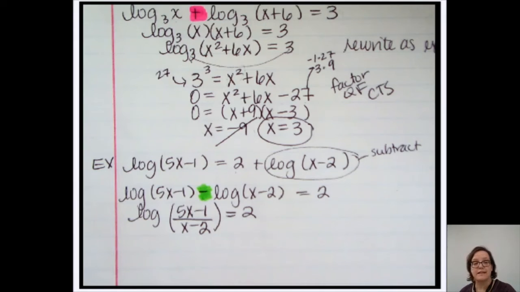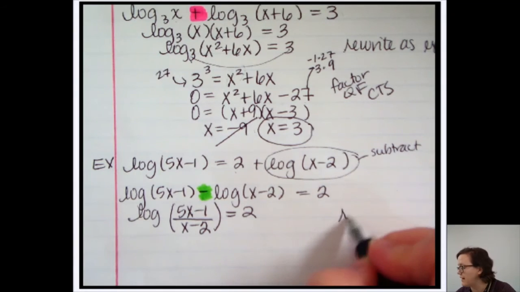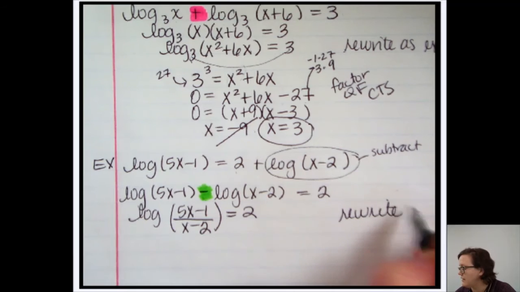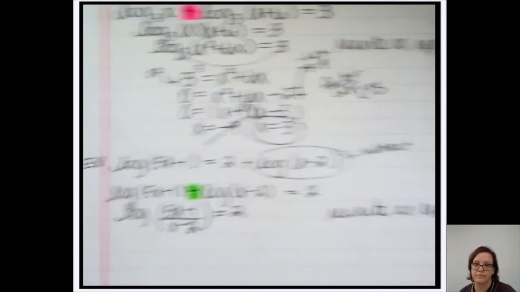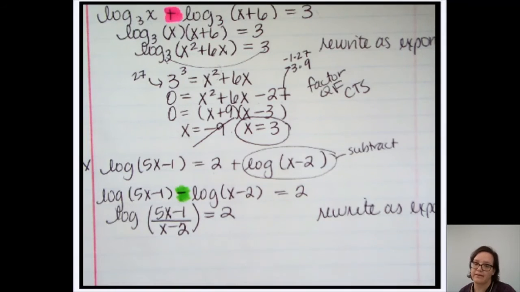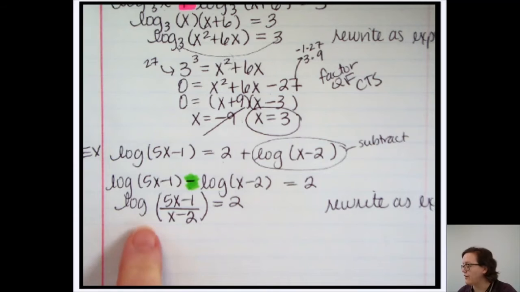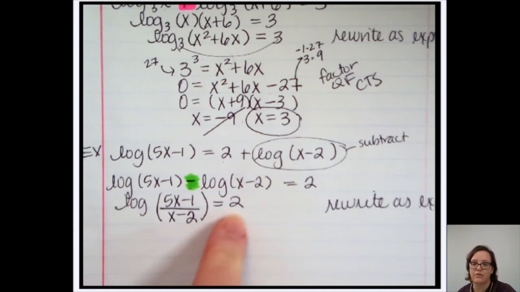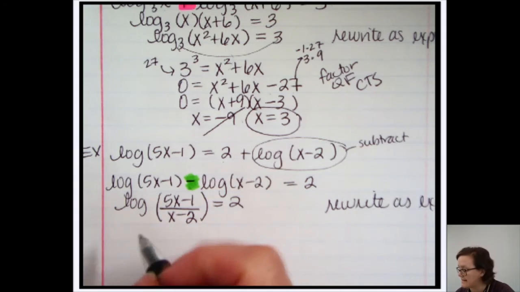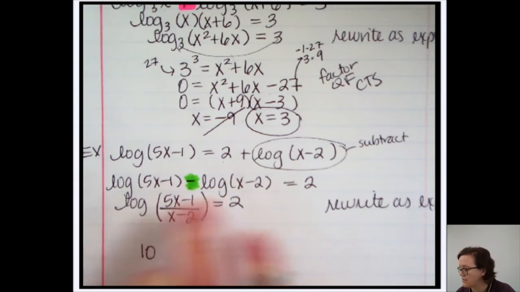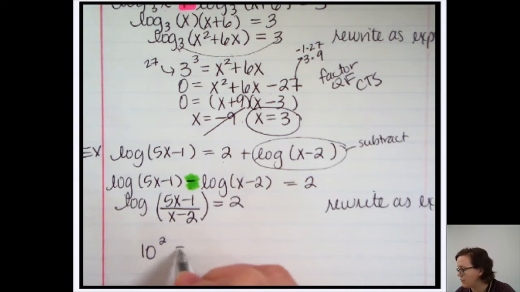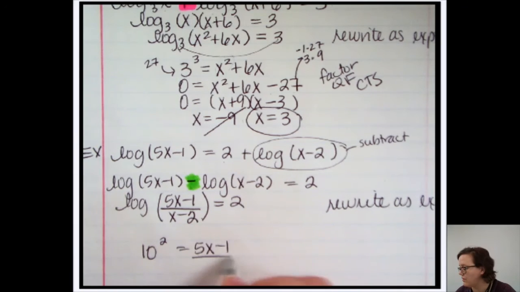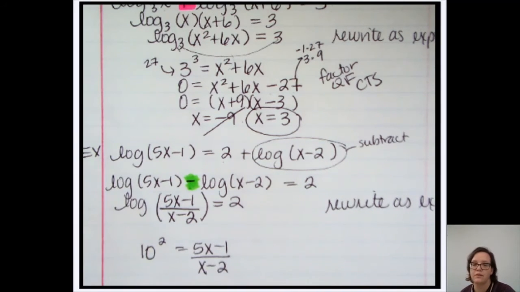And again, when you have a single log equal to a number, we just rewrite it as an exponential. That's all that says, rewrite it as an exponential. Okay, so first thing we need is a base. So what do we use for a base when it doesn't show up? Okay, we use a 10. Okay, so we have 10 to the second equals 5x minus 1 over x minus 2.